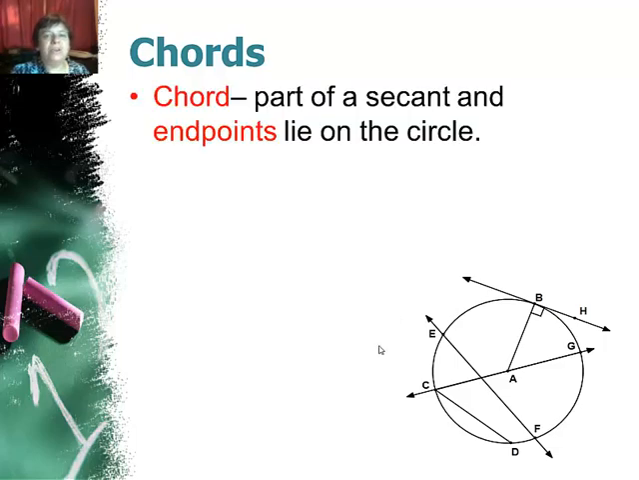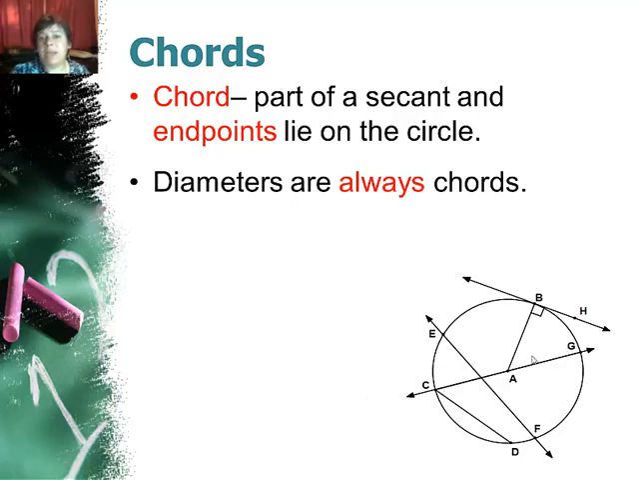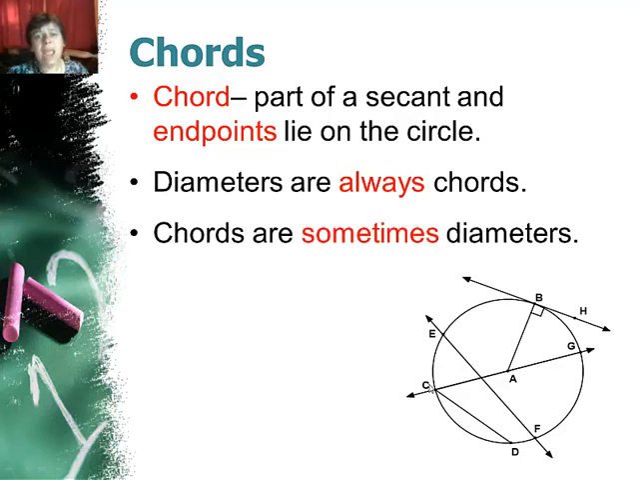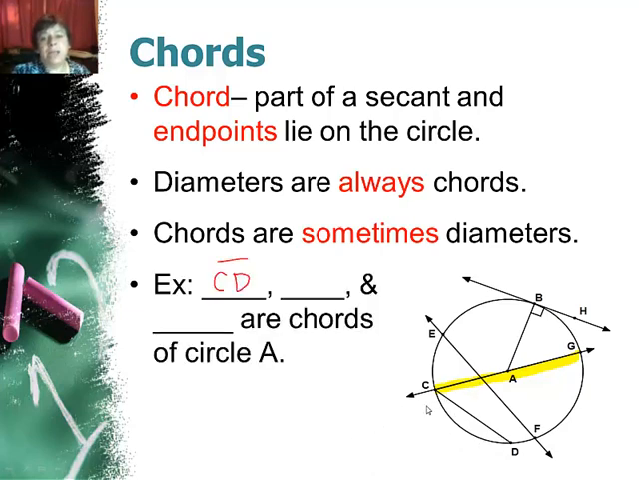All right, chords are just part of a secant. So they're the segment where the endpoints lie on the circle. So I can again use the same pieces here. One thing to note, diameters are always chords because the endpoints are always on the circle. And chords are sometimes diameters. For example, CG here is definitely a diameter, but CD is not. But both of those are chords. So again, CD is a chord, EF is a chord, neither one of those are diameters, and CG, which is a diameter, is a chord.